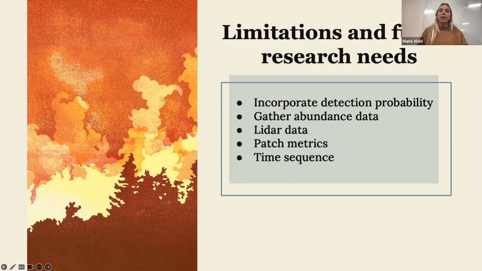Additionally, abundance data could help to bolster findings about the difference in severity patches and to understand how richness findings relate to different bird diversity findings. Finally, future research could incorporate LiDAR and patch metrics to see specific habitat trends at finer scales or to capture, as I mentioned, those different edge versus interior metrics.